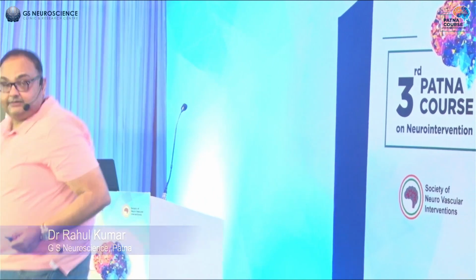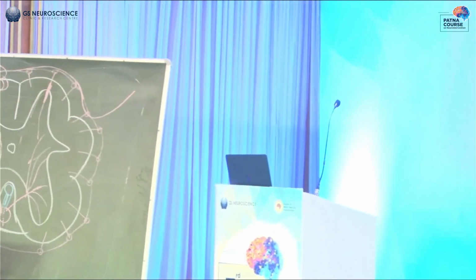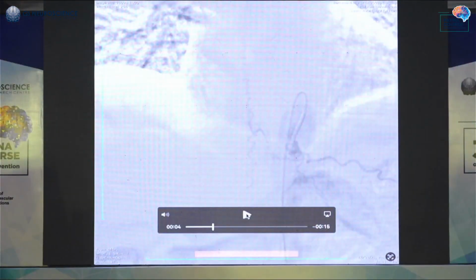Over the years, the most important thing that we have learned is, as we were discussing, as Srini was saying, to get a very stable access. Now, one of the pathogenetic mechanisms of a dural fistula is ischemia. So invariably, in dural fistulas, you will find a lot of stenosis at the ostia of the artery.